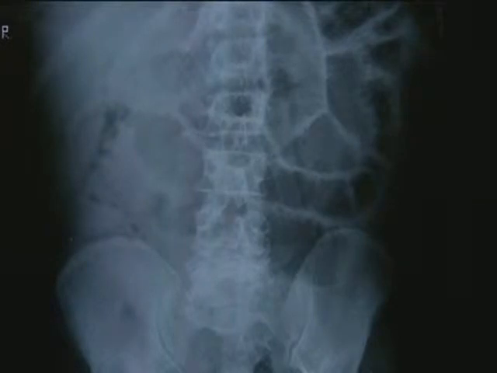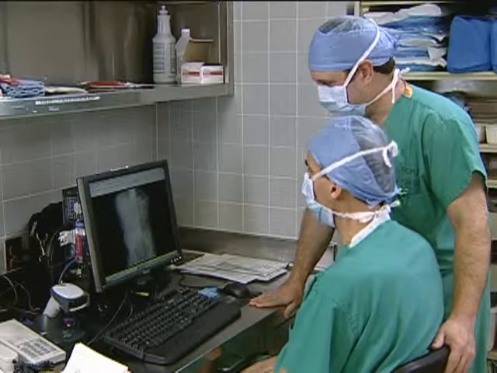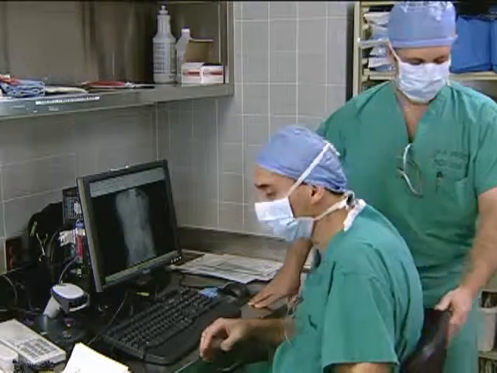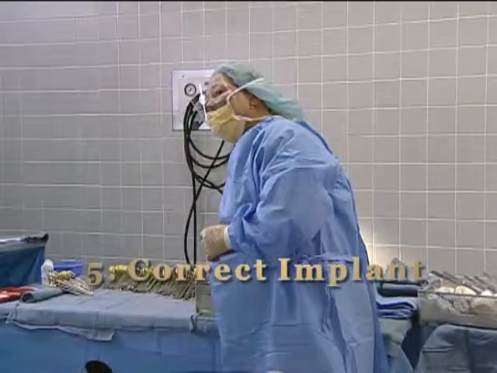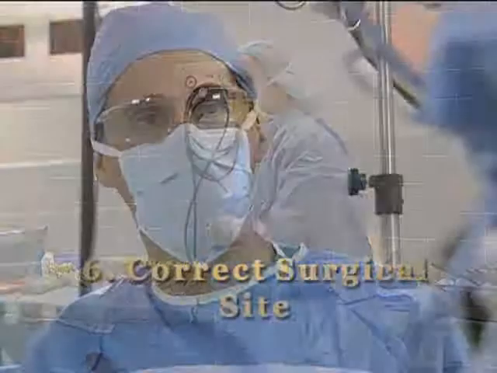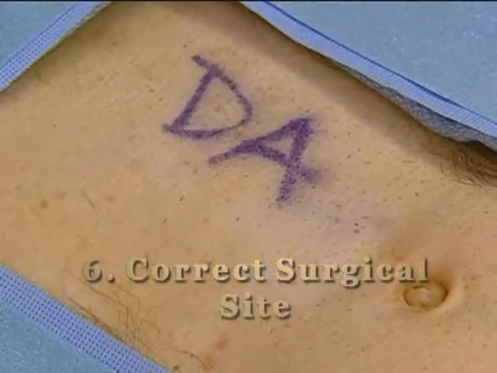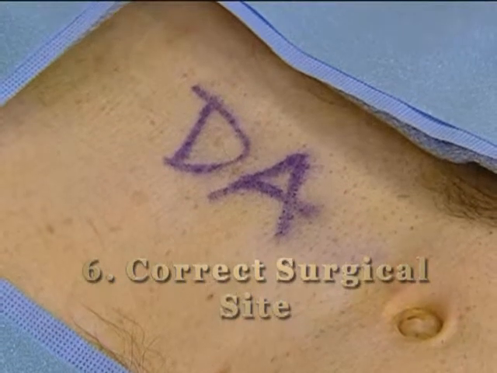These are Mr. Eldridge's films. Certainly looks like a small bowel obstruction. I agree, David. Let's get it started then. 5. The correct implant, if required. And 6. The correct surgical site is identified by a visible site marking after surgical prep and draping.